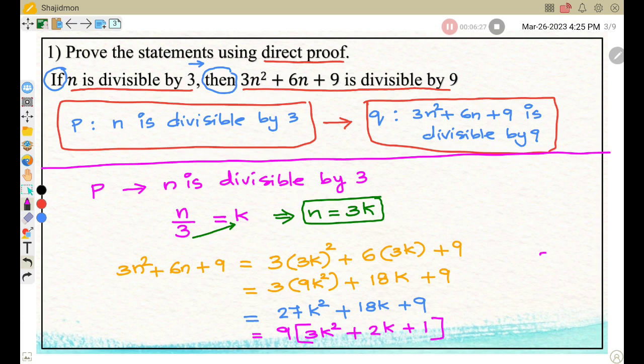So 27, taking 9 outside, means 27 by 9, that is 3. 18, taking 9 outside, means 18 by 9, that is 2. From 9, taking 9 outside, means 1 is balanced. Okay, so 3k square plus 2k plus 1.